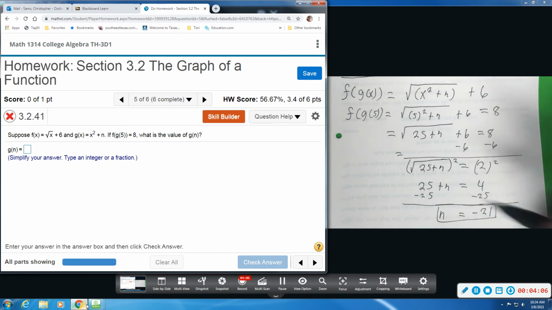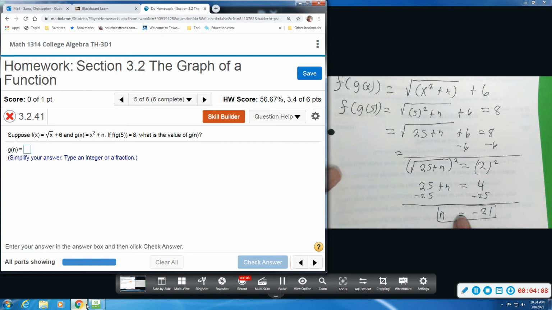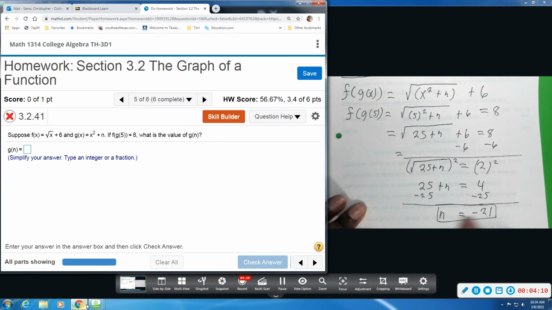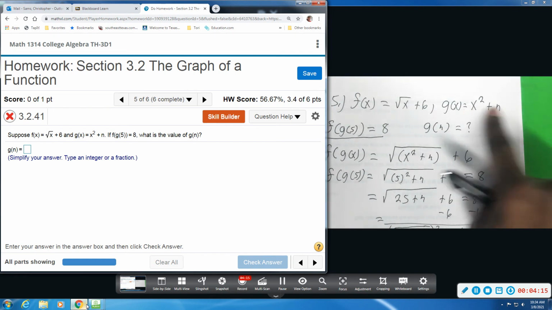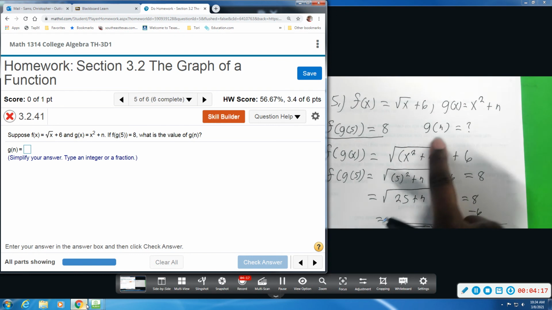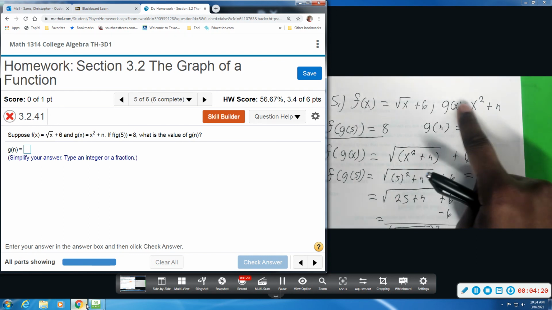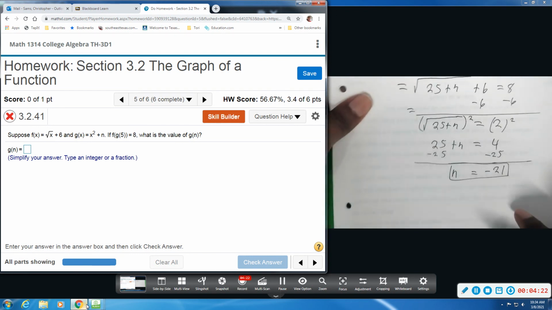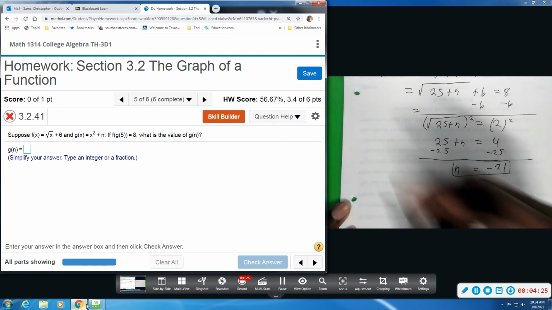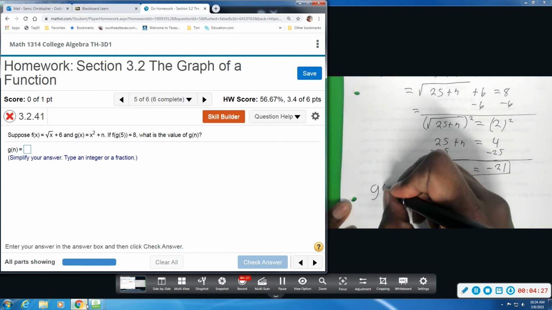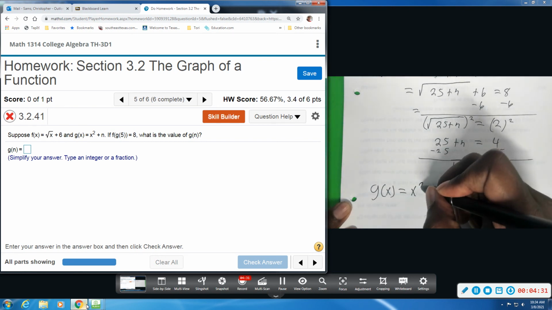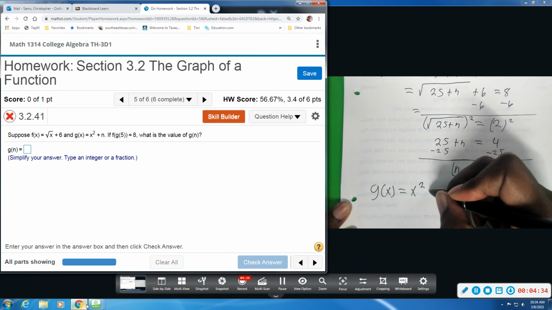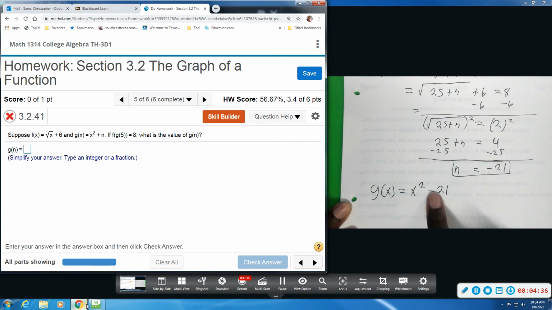Okay, so this is not our final answer. This just gets us there. What we're going to do with this n is we're going to go back up to the top. We're going to plug it in here, so we're going to have our g of x equation. And then we're going to plug in a negative 21 here for x and solve. So now that we have that, we can write g of x is equal to x squared minus 21, which I had plus n, but since n was a negative 21, we can write minus 21.